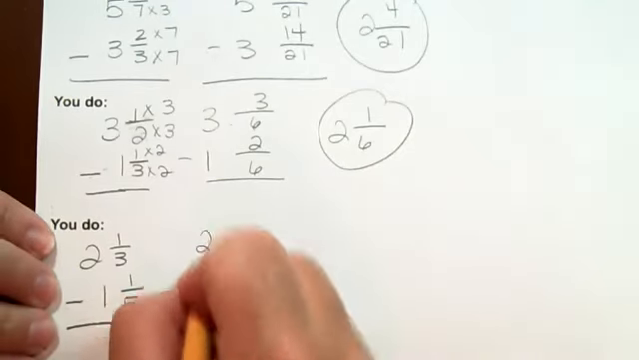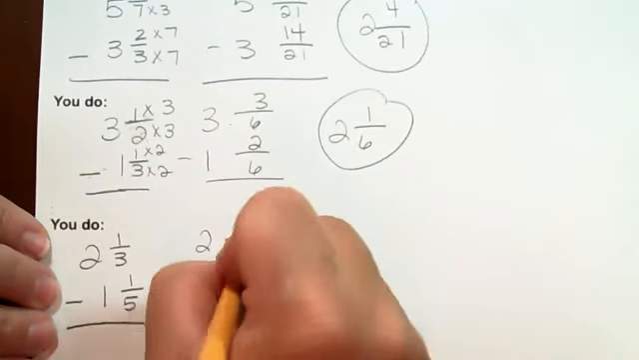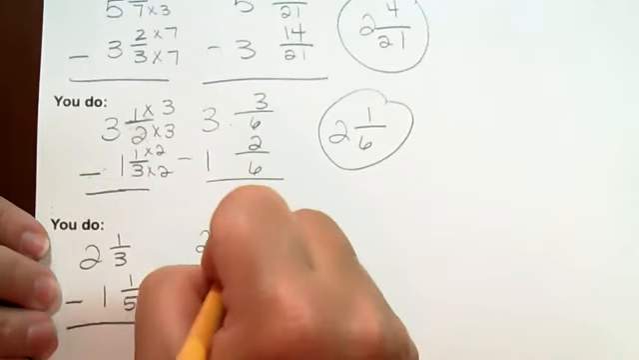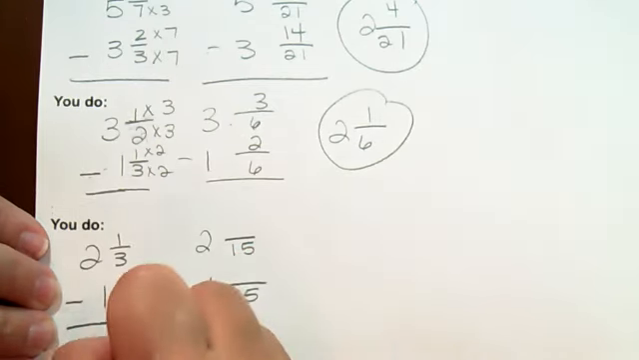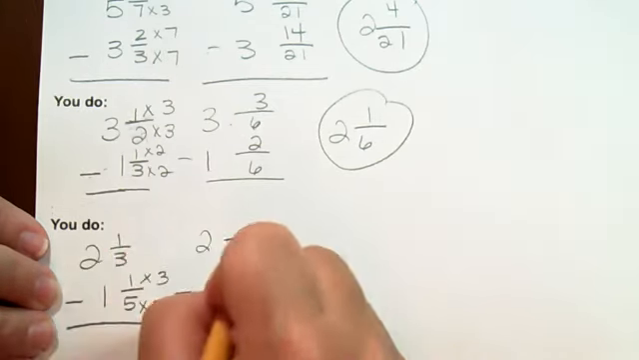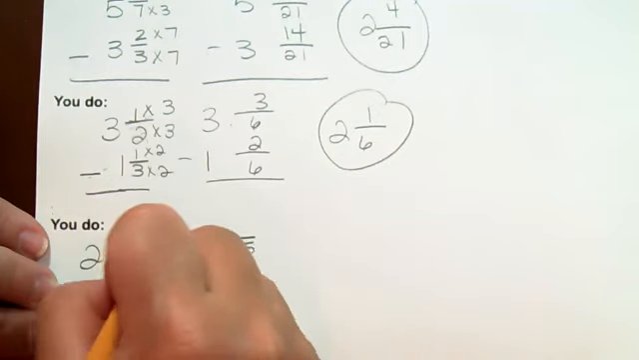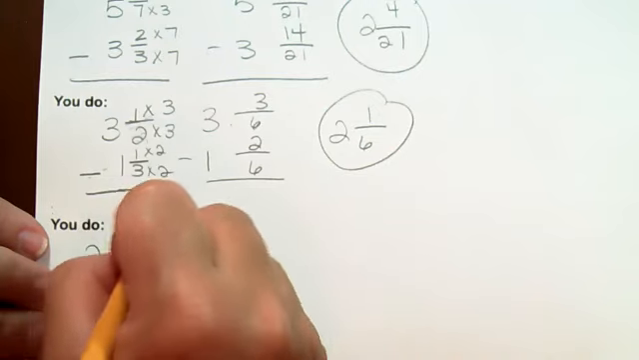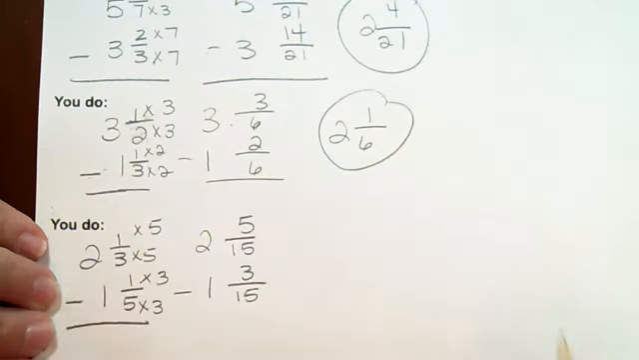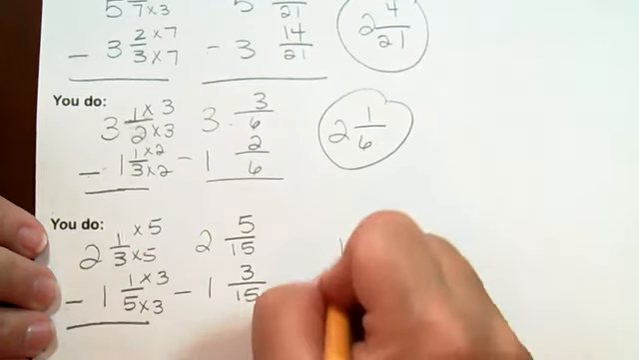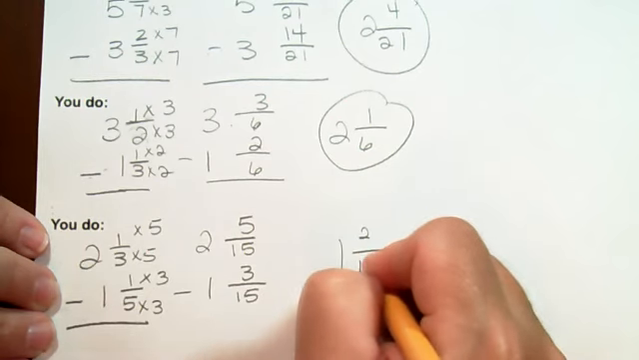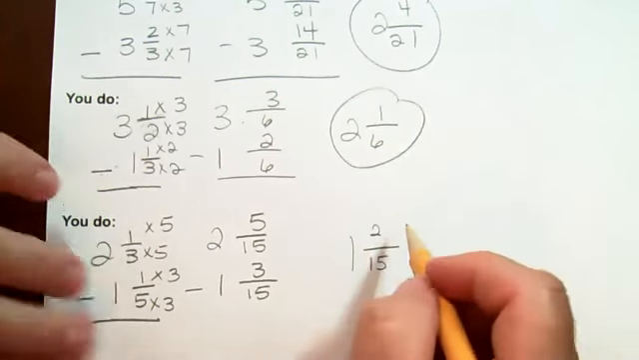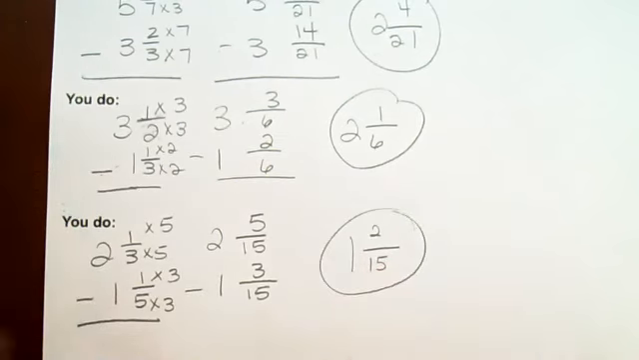We got 2 minus 1, and our common denominator between 3 and 5 we know to be 15. 5 times 3 is 15, 1 times 3 is 3. 3 times 5 is 15, and 1 times 5 is 5. 2 minus 1 is 1, and 5 minus 3 is 2 over 15. So the answer is 1 2/15. Any questions, please do not hesitate to ask.